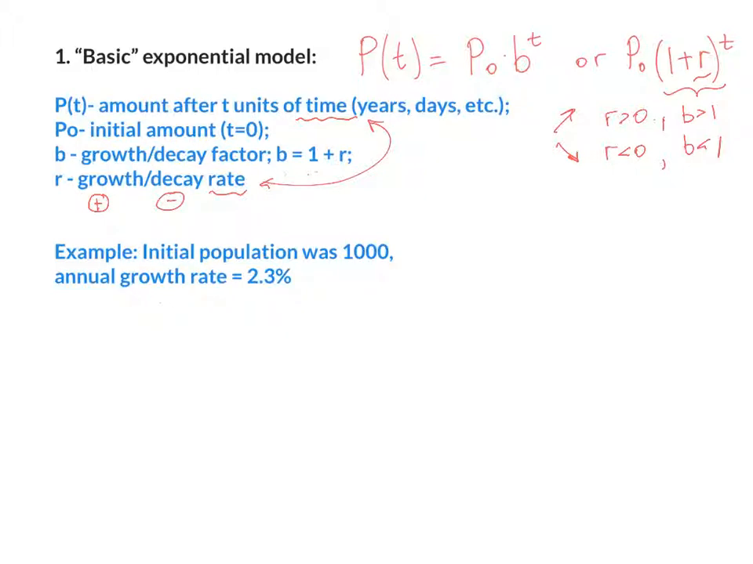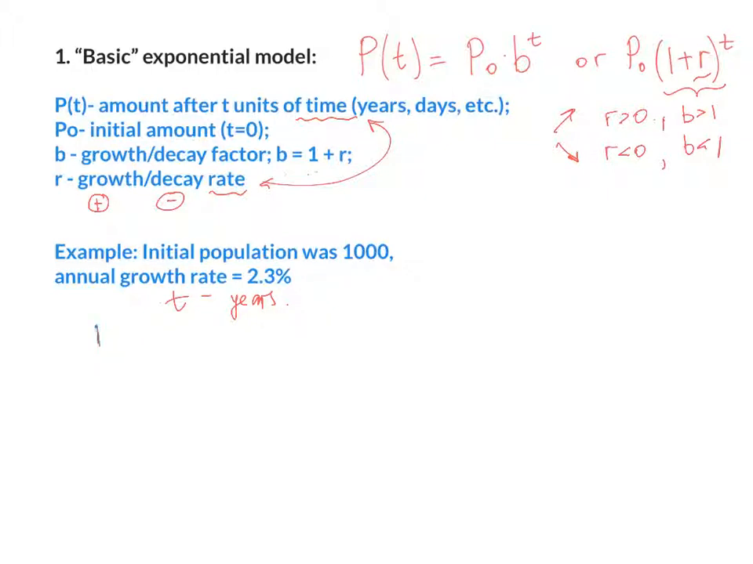Okay, so here's our example. Initial population was 1,000. It could be population of people or moose or elephants, doesn't matter. Annual growth rate 2.3%. So our unit of time is years. I should take a note of this: t is in years. Okay, so please write this equation on a paper and then come back and check.